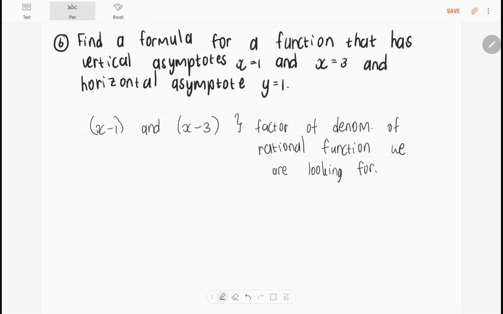The next piece of information is that our horizontal asymptote is at y equals 1. So we know that the limit of the function that we're looking for as x approaches plus or minus infinity has to be 1.